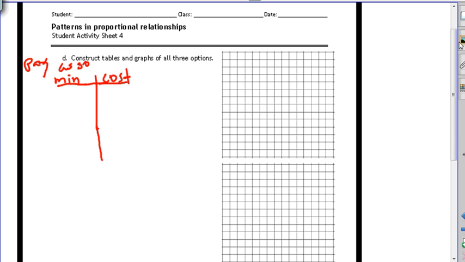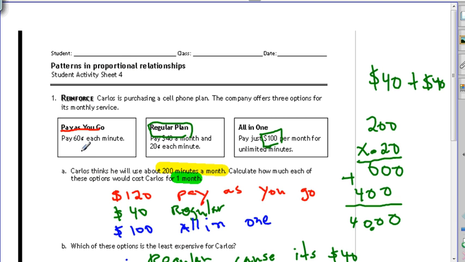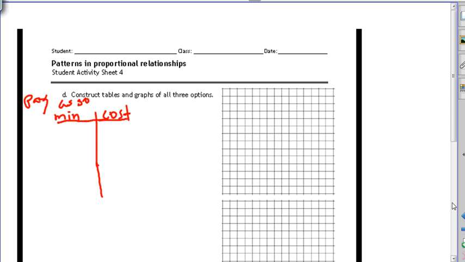I want you guys to turn back really fast to look at the pay-as-you-go price. Pay-as-you-go, you just pay 60 cents a minute. That means I'm just multiplying, all right? So if I multiply everything by 60 cents, that means my constant is always 60 cents, okay? So if I pay 1 minute, it's 60 cents. 2 minutes, it's $1.20. If I have 0 minutes of talk, how much does it cost me? Well, 0 times 60 gets me 0, all right?